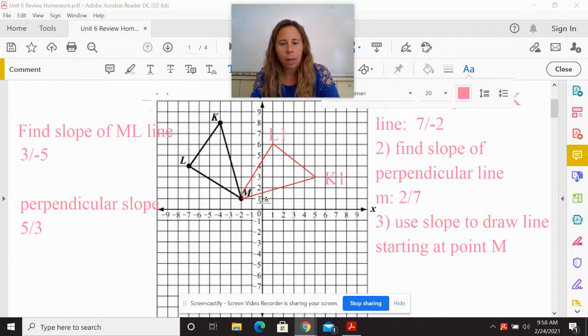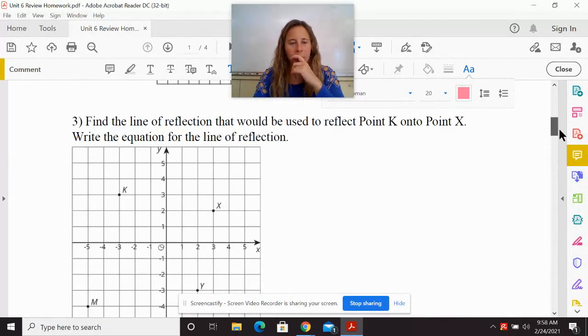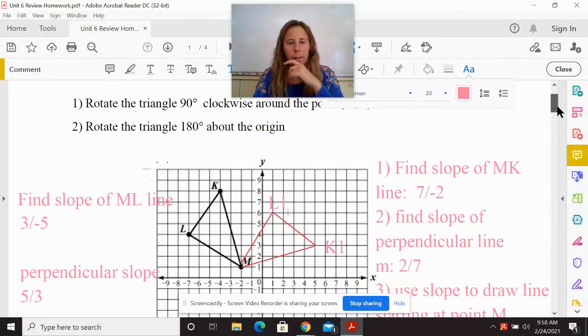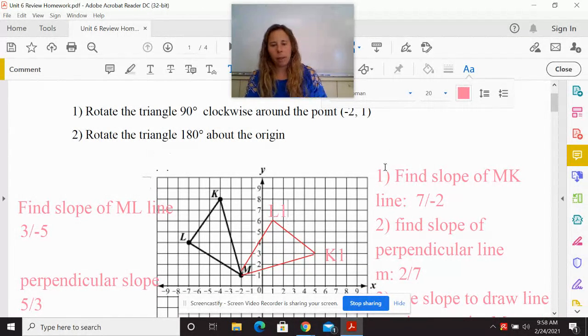So here is your triangle. It is rotated 90 degrees around point M. Okay, and we did that with perpendicular slopes. So now we have to do number 2. We're going to rotate the triangle 180 degrees about the origin.